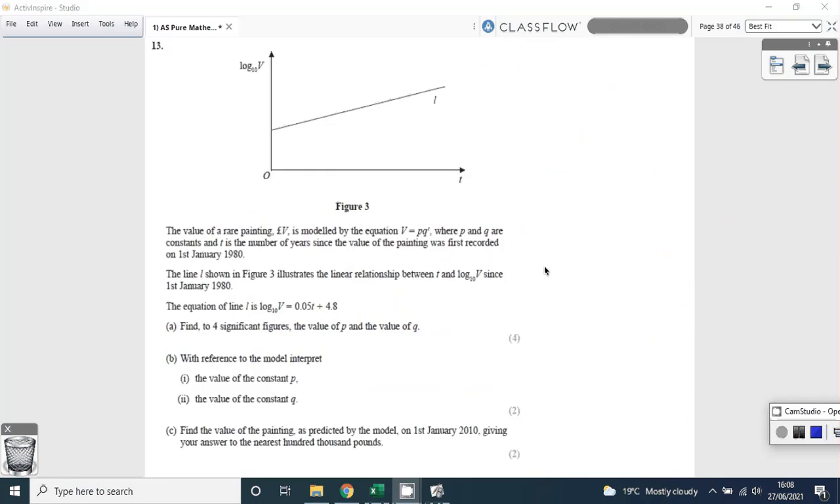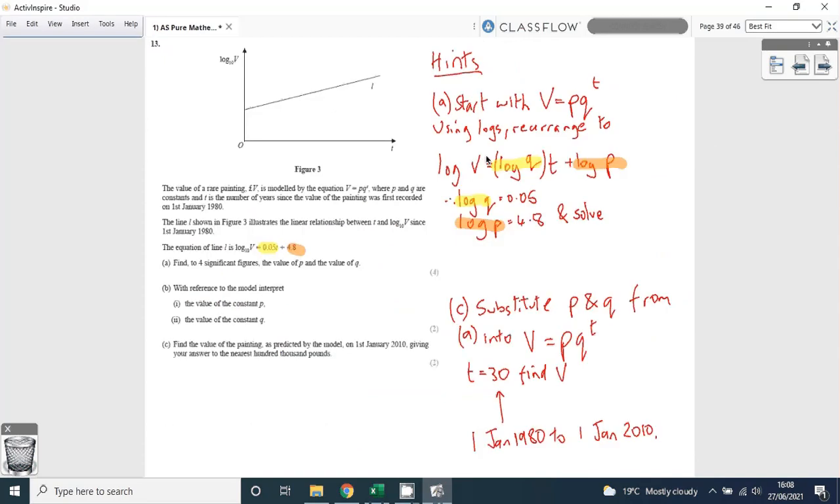Question 13. So your hint for this. For part A, start with the exponential formula we've been given, v equals pq to the power of t. And then using your log understanding, you need to rearrange this into this format here, which ties in with y equals mx plus c.